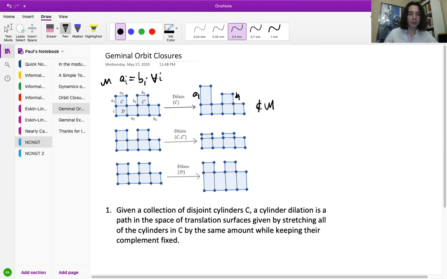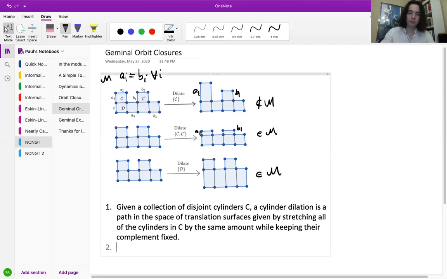If we consider this example, where we take C and C prime and we dilate them, this time shrinking them, we do so by the same amount, and so on this new surface, A1 and B1 are identical, and this cylinder dilation still belongs to M. Similarly here, if we take the final cylinder, D, and we stretch that out, well, there are no equations in M which relate D to the rest of the periods, and so this surface remains inside of M. So these are 3 examples of cylinder dilations, and we see that the cylinder dilation may or may not cause us to remain in an orbit closure. So this leads us to the definition of what it means for an orbit closure to be geminal.